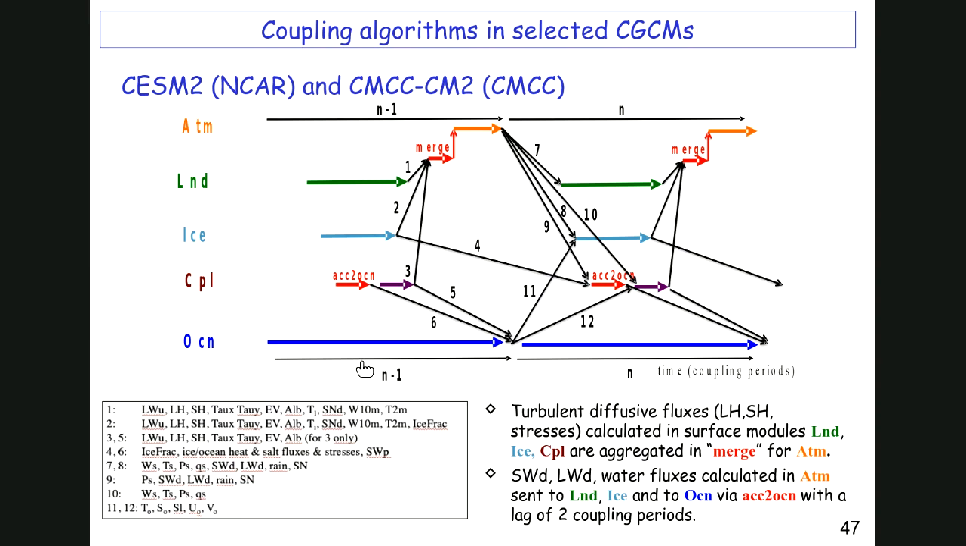So basically, this was a little bit fast, but you see that different choices are made in the different coupled general circulation models, and some of them respect some physical things that are physically important, others don't. They play on the lags of the different coupling fields, so as to ensure the concurrency of the different models, so to get some parallelism.